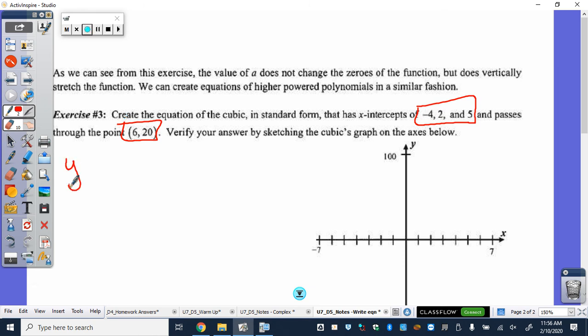So this time, even though it's cubic, it's still going to follow the similar pattern. A is going to be your value out in front. We have a root value of negative 4, which means our factor is x plus 4. Root value of 2 means we have a factor of x minus 2, and a root value at 5 means our factor is x minus 5. So we can set up that first part.